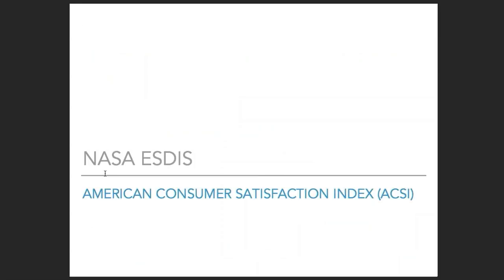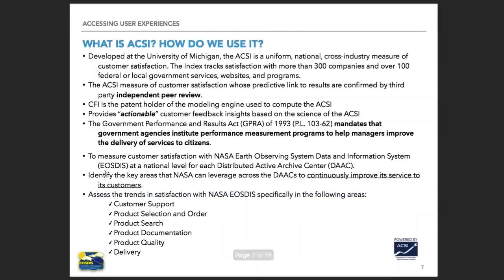All right. What is this mysterious American Consumer Satisfaction Index, ACSI? Many of you, probably quite a few, have interacted with us on this survey. And this is a little background about that and how we use it. So this was developed at the University of Michigan, and it's a uniform national cross-industry measure of customer satisfaction. They deal with over 300 companies, 100 federal and local governments. So it is out there. It has been, and it is, widely used as well.